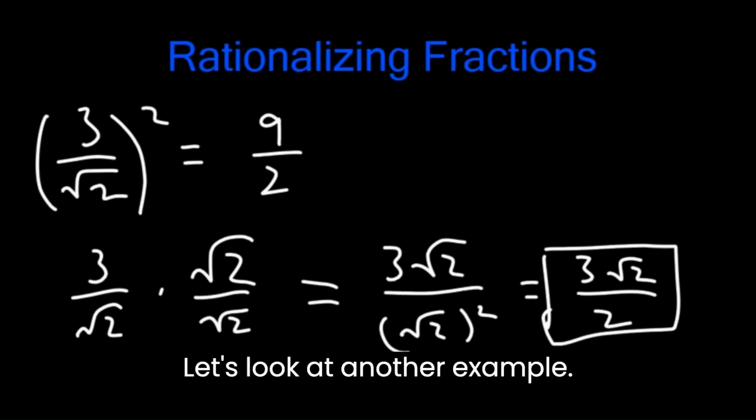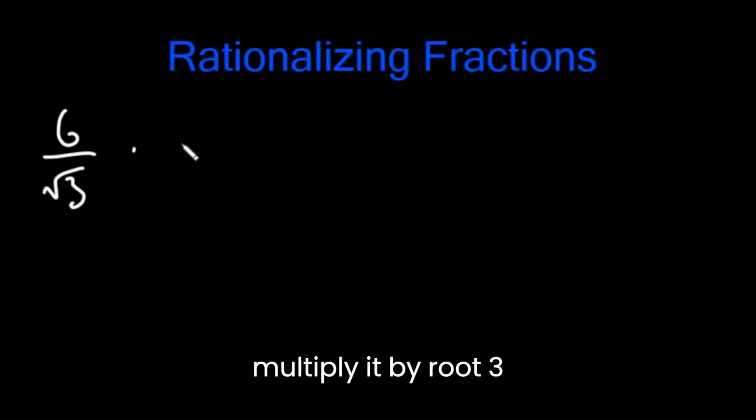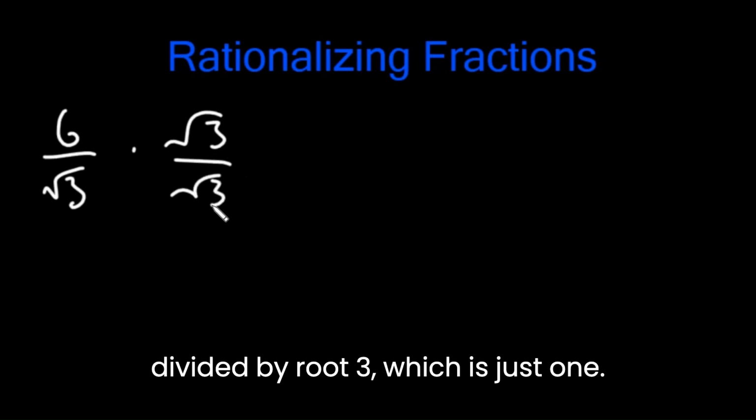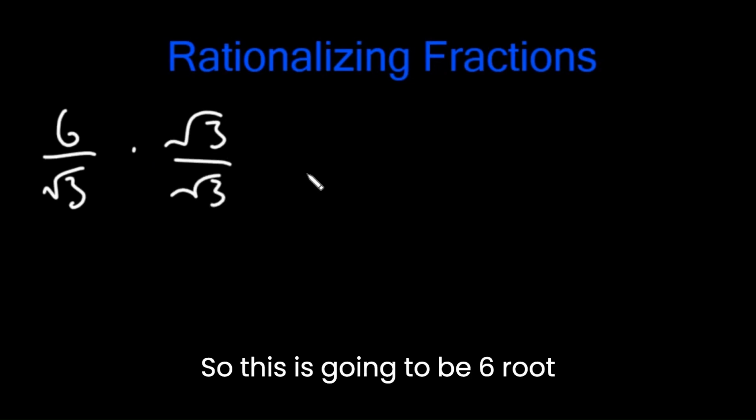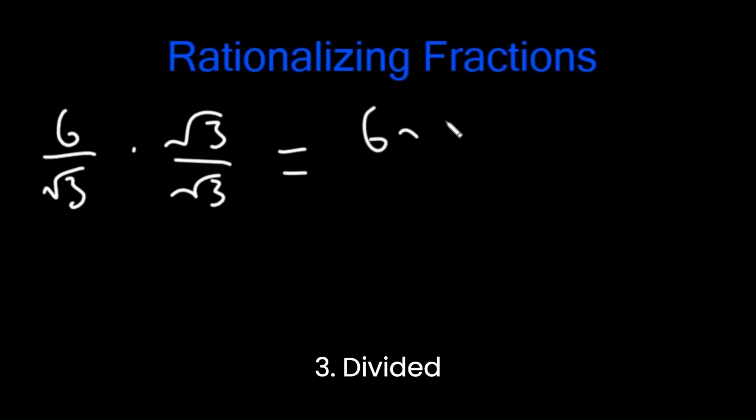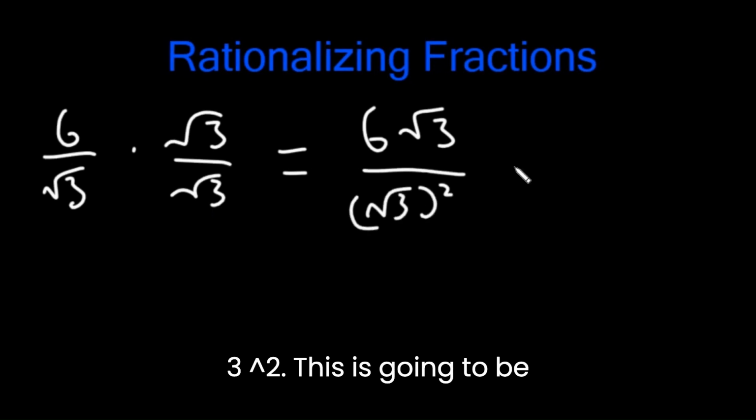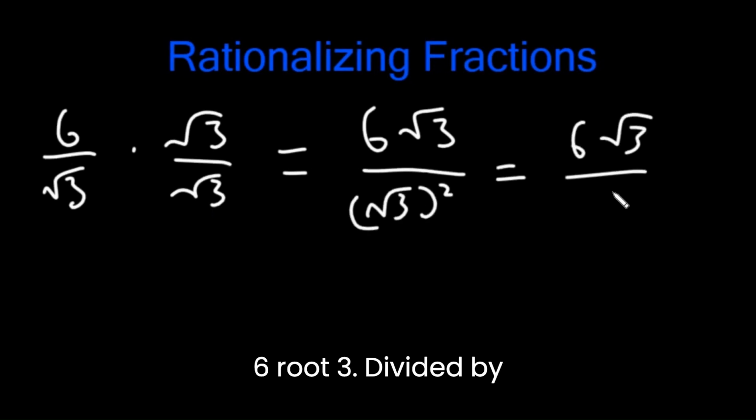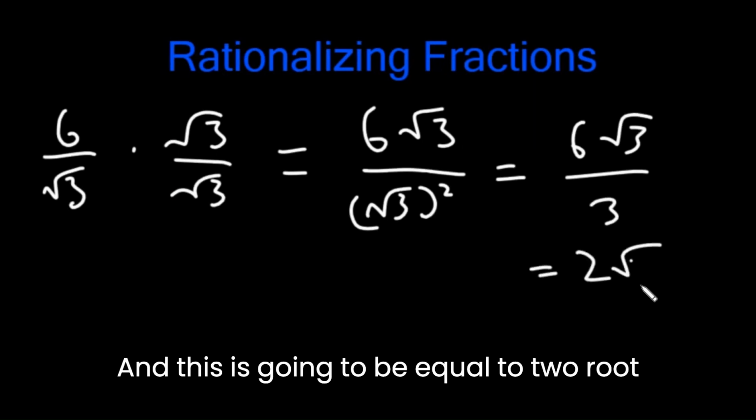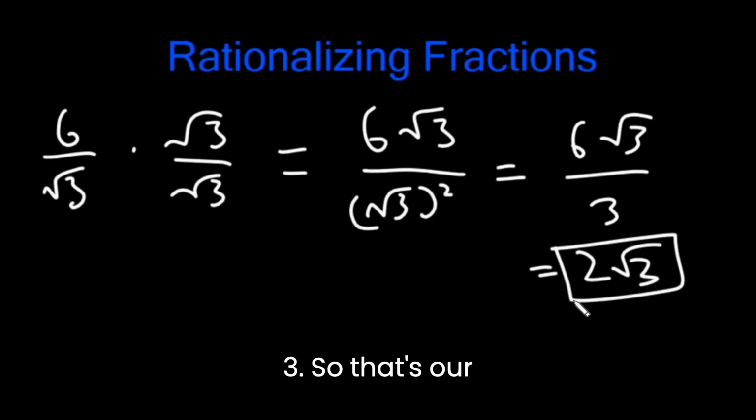Let's look at another example. Let's say we have 6 divided by root 3. So just like last time, we're going to multiply it by root 3 divided by root 3, which is just 1. So this is going to be 6 root 3 divided by root 3 squared. So this is going to be 6 root 3 divided by 9, or rather divided by 3, and this is going to be equal to 2 root 3. So that's our final answer.